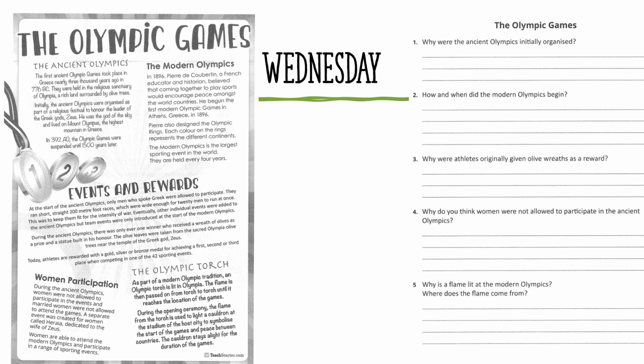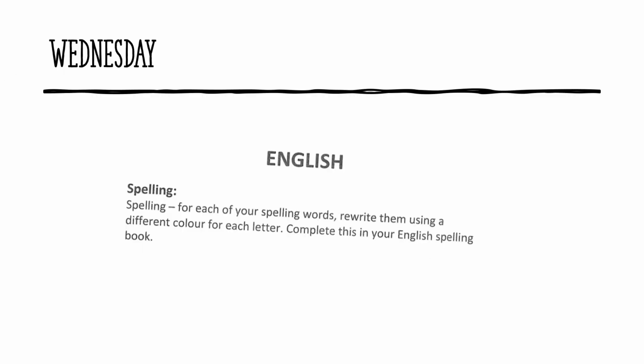So that is our comprehension, and now you just need to answer those 5 questions there that are on the side. Also, bonus points if you can tell me what's happened with the Olympic Games this week. Write it on the bottom of your page, send it through to me. Tell me what has happened in the news this week with the Olympic Games.